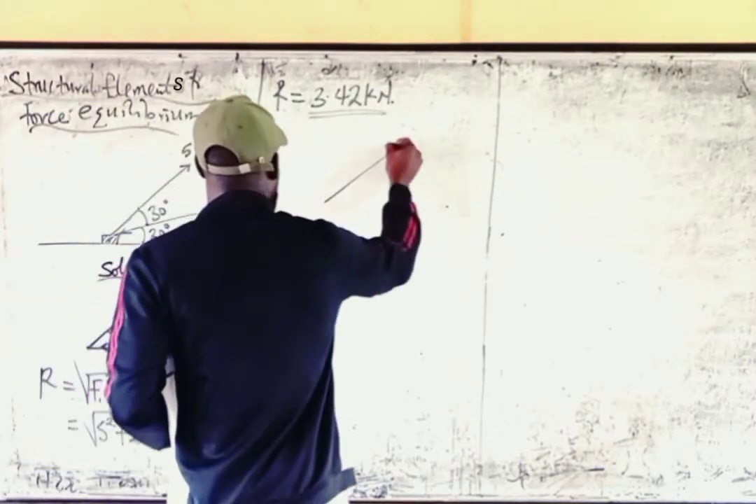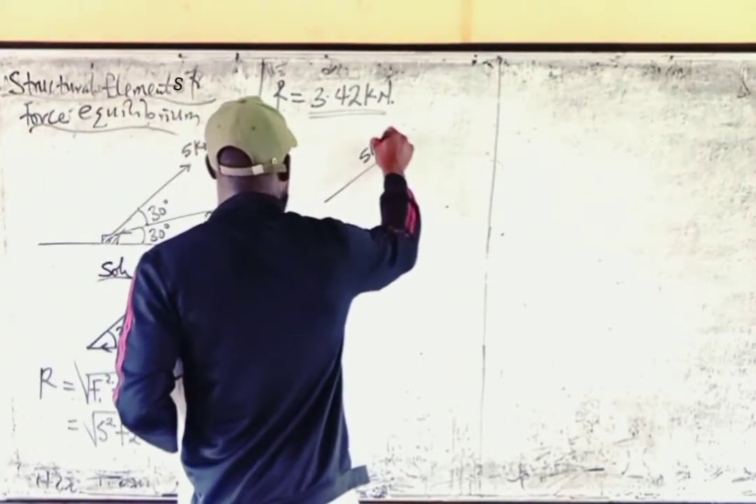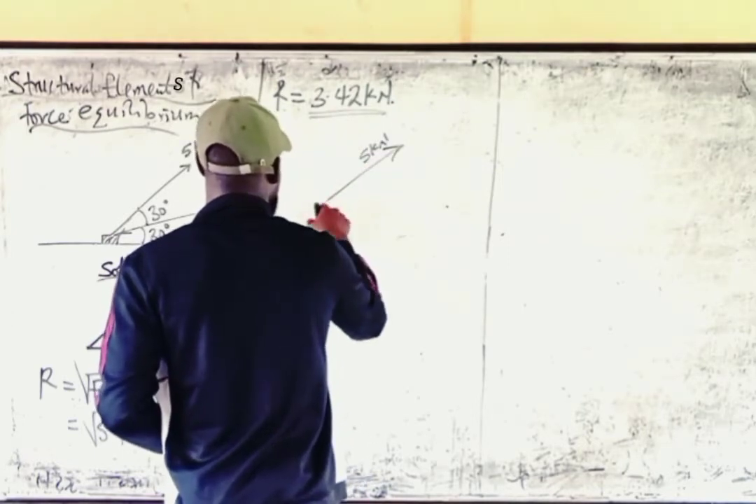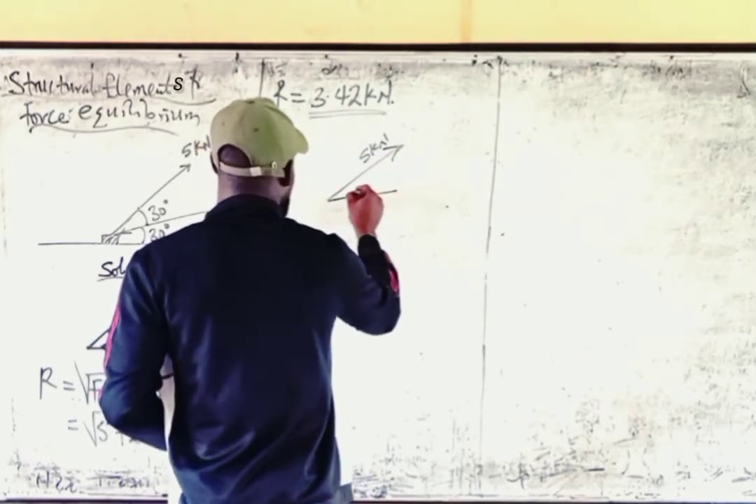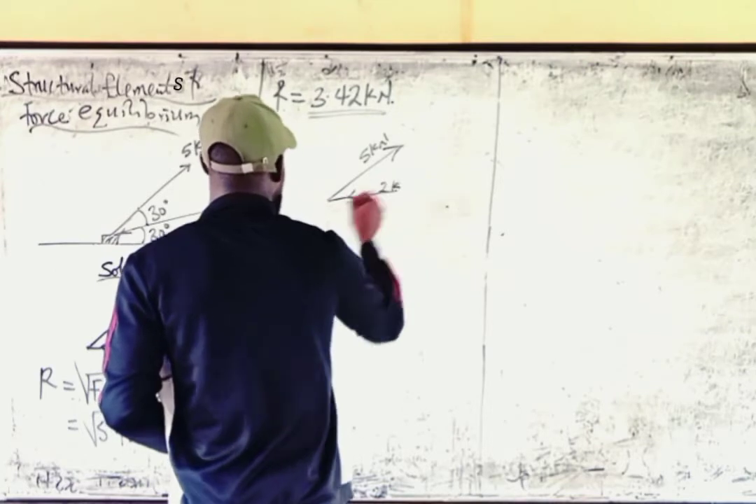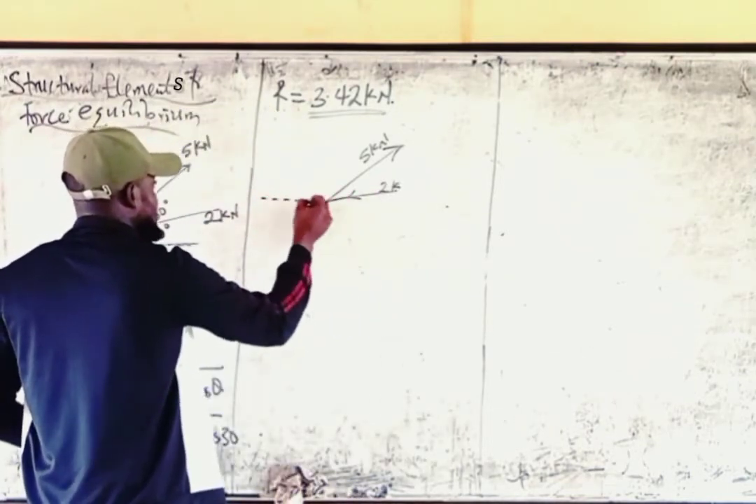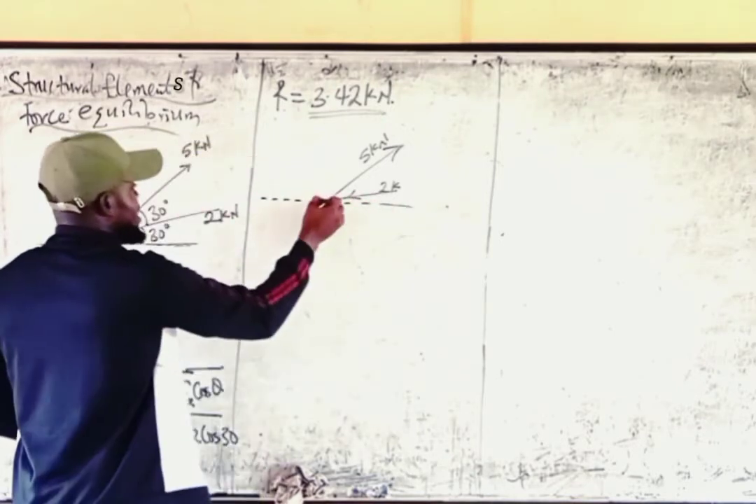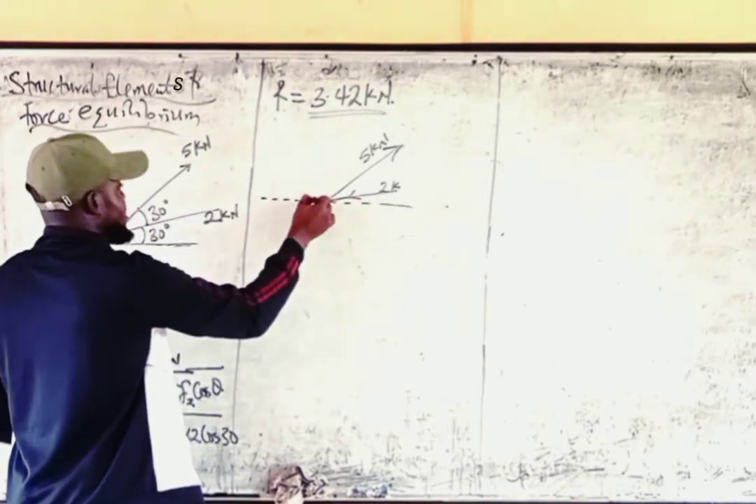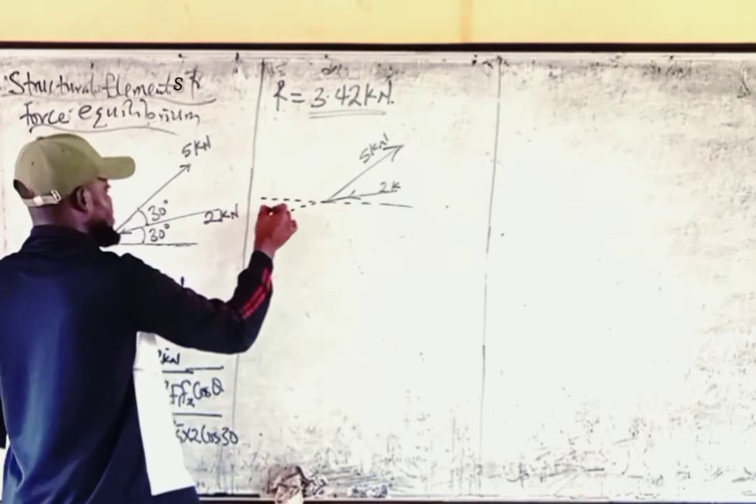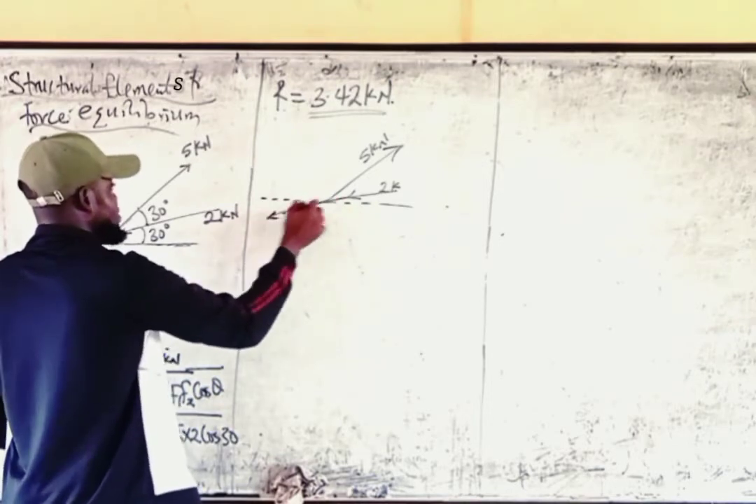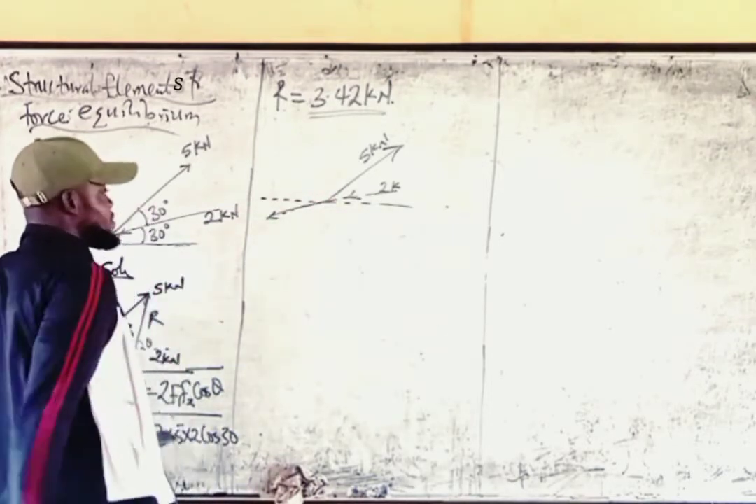Let's draw. We have our 5 kilonewtons here. Then we have our 2 kilonewtons this way. So let's assume this is the horizontal line. Let's assume this one is just leaving the joint as well. So this one is leaving the joint. The 2 is leaving the joint.